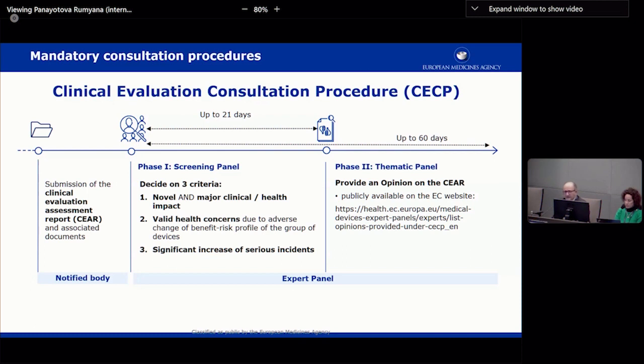So we have sometimes these broad communications that come from the European Commission regarding, for instance, a whole group of devices, as was, for instance, the breast implants. For instance, some types of breast implants are under special surveillance by the vigilance group, so we do get that information from them. Or we could also get information on a significant increase of serious incidents that would also trigger a specific need for an opinion on that device.